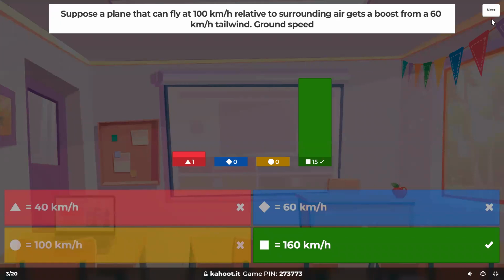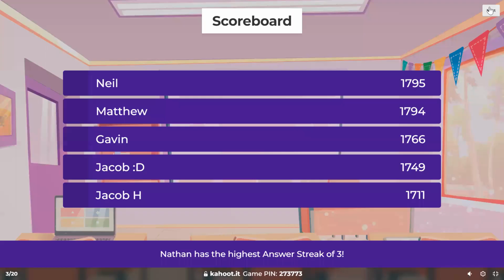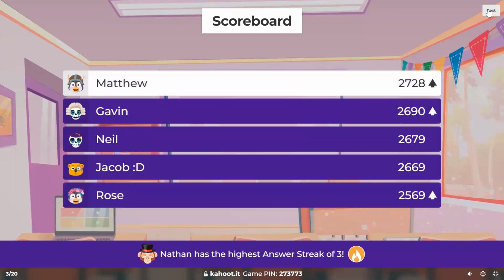Right. So now compared to the ground, it's moving really fast. So you can add those vectors tip to tail. The resultant would be 160 kilometers per hour. You saw Paul Hewitt do a really similar one yesterday. All right, Matthew, move it to the top.